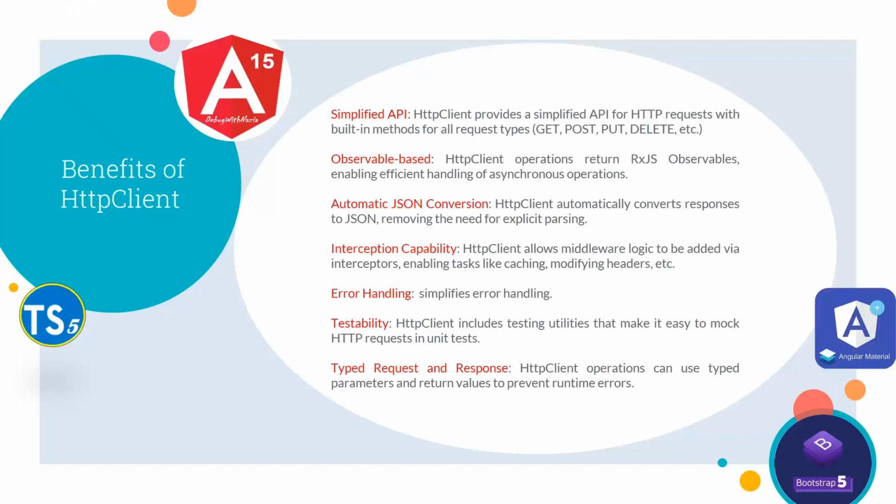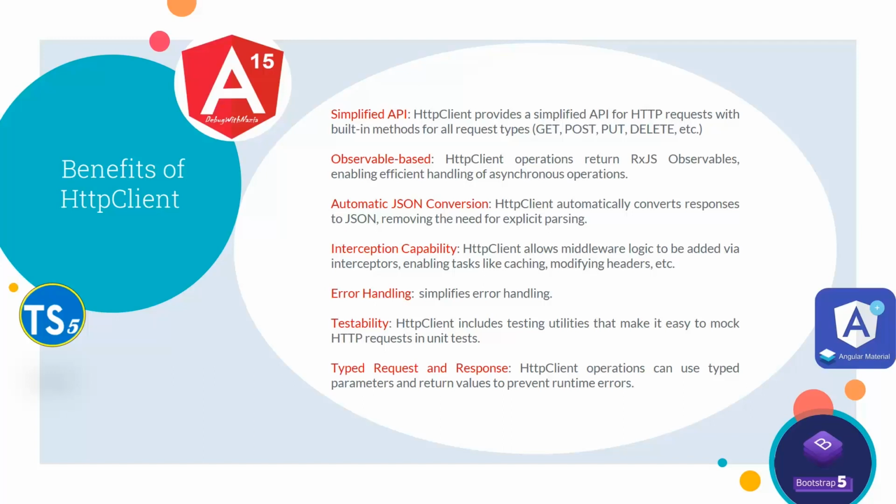Hope you understand it. Next, if we talk about the benefits of HTTP client, then first is its simplified API. HTTP client provides a simplified API for HTTP requests with built-in methods for all request types like GET, POST, PUT, DELETE. Second is its observable base. HTTP client operations return RxJS observables, enabling efficient handling of asynchronous operations.